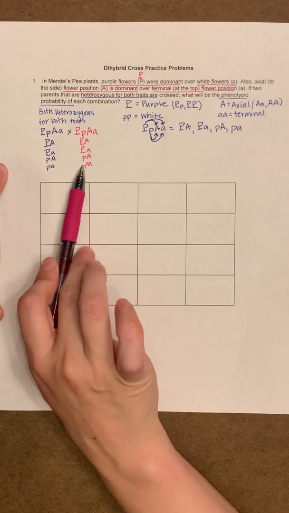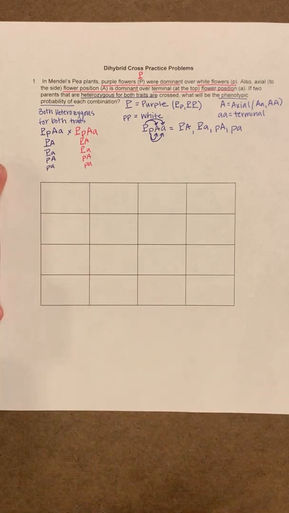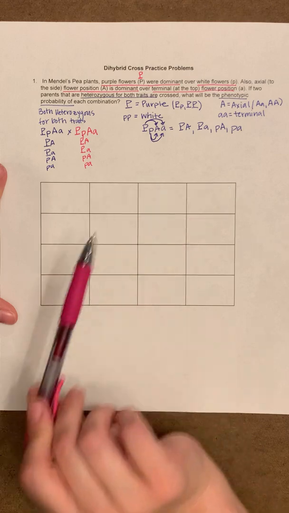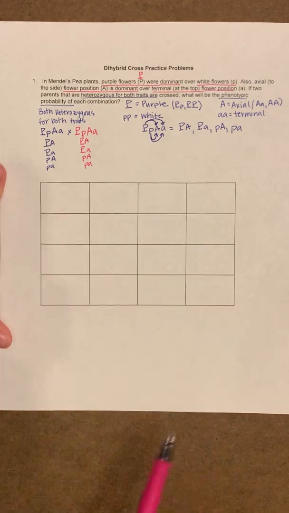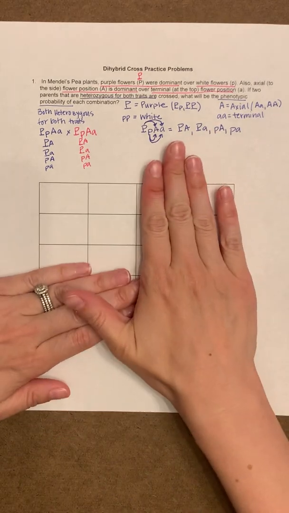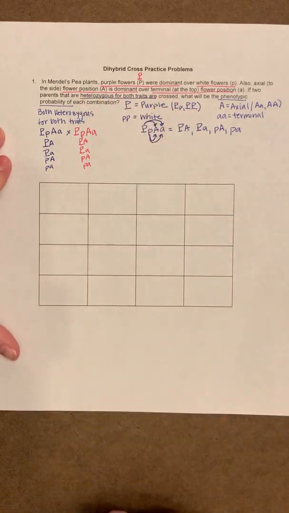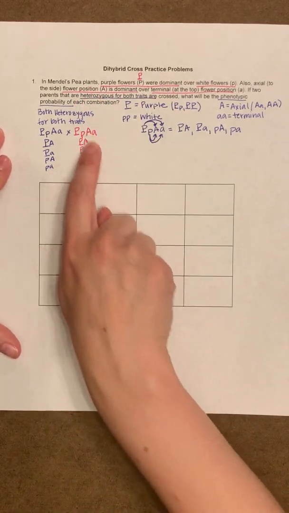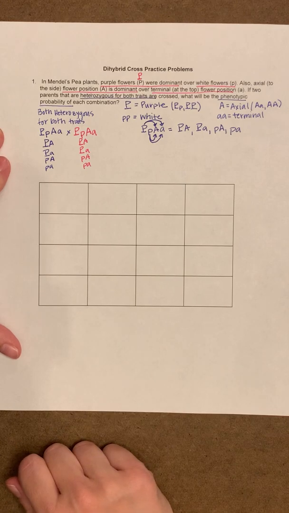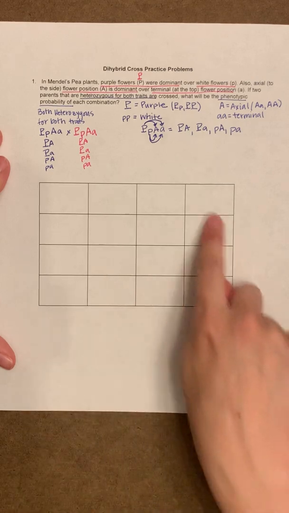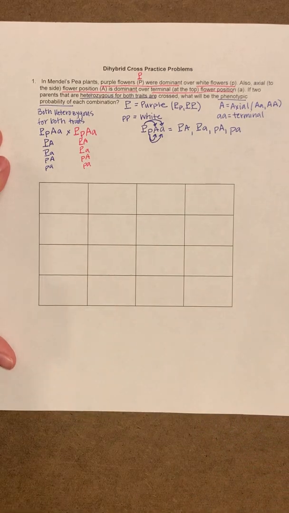Now that I have my gametes determined, the possible ones that they could give, I'm going to do just like I did in a monohybrid cross. I'm going to list all the different gamete possibilities along each side of my Punnett square. Now you'll notice when we did a monohybrid cross, we only had a Punnett square that had 4 possibilities. But when we do dihybrid crosses, because each parent has 4 possible gamete combinations they could give, we create a 4 by 4 Punnett square, which gives us 16 total squares in the middle here.